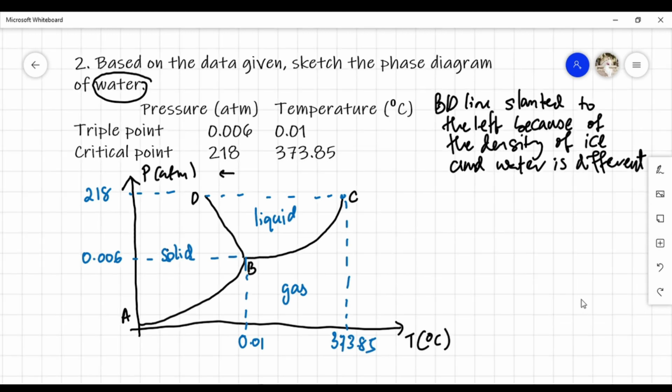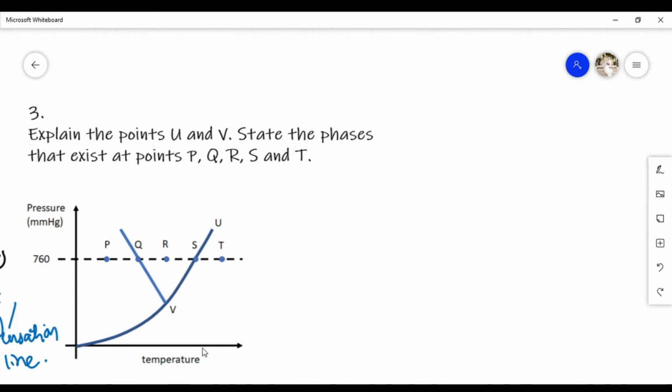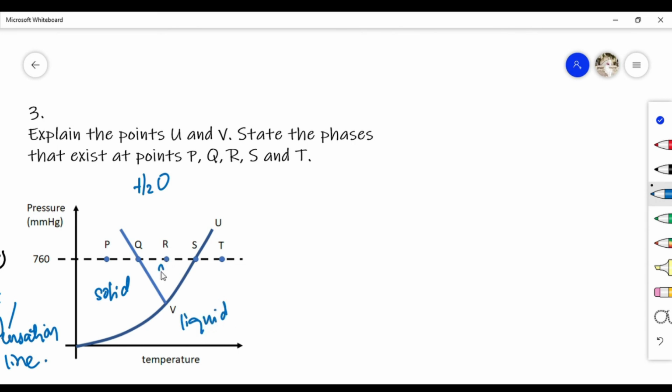Okay, next soalan nombor 3. Okay, di bawah. Okay, soalan nombor 3 ni is just macam summary for dia lah. Okay, soalan untuk korang. So what is the phase diagram for this one represent for? Okay, dah dapat jawapan belum? So jawapan dia tadi kita baru je tengok, which is phase diagram for water. So this is for H2O. Okay, next kita ada solid sini, liquid sini, and kita ada gas. Okay, soalan dia minta explain the points U and V. State the phases that exist at point P, Q, R, S and T. V apa? U apa kat sini?